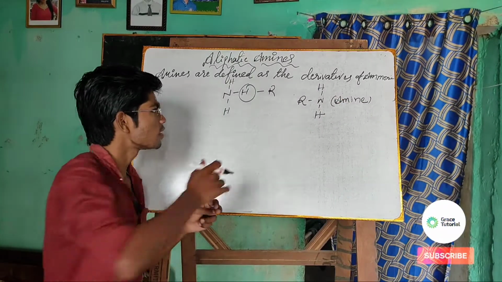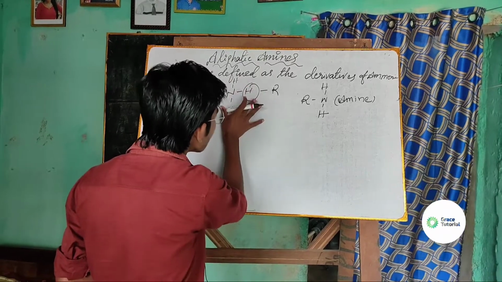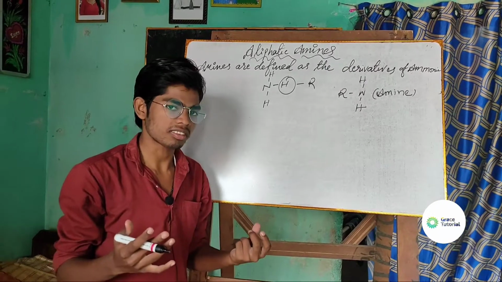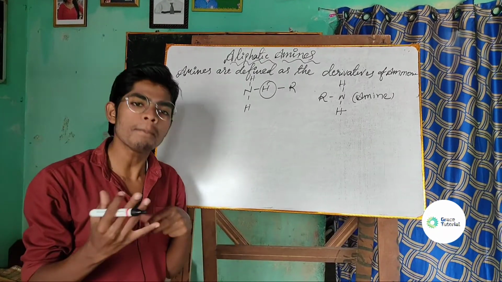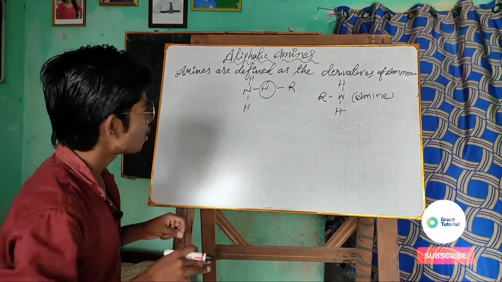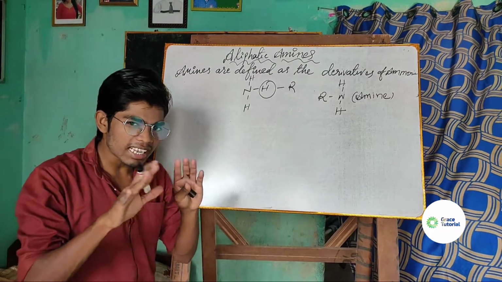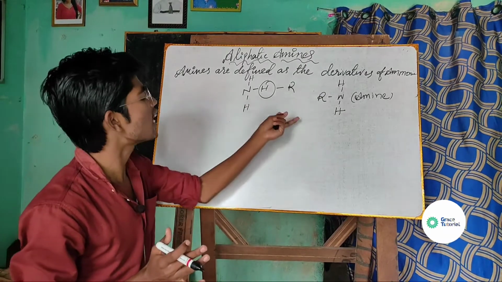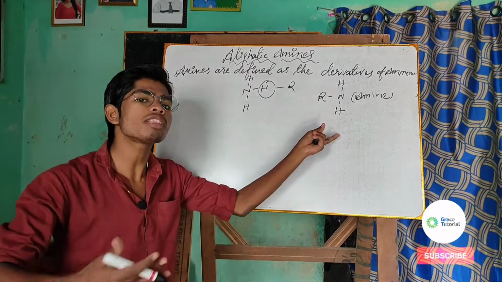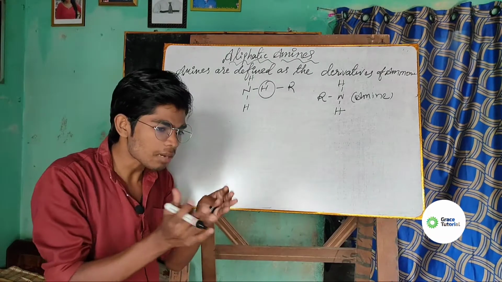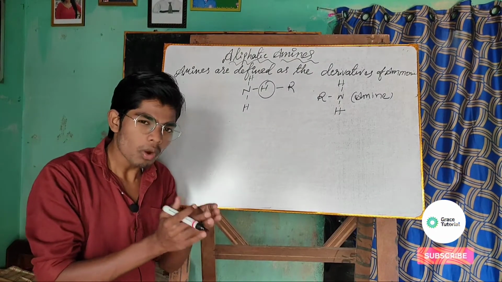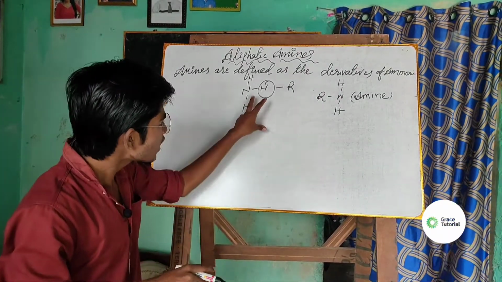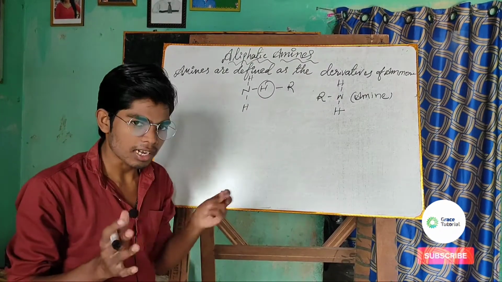And sometimes this hydrogen atom of the ammonia can also be replaced by an aromatic compound. That means it can also be replaced by a benzene ring. So here it is very easy to understand what we mean by amines. Amines are defined as the alkyl or the aryl derivatives of ammonia. That means when one or more hydrogen atoms are replaced in the ammonia, then it forms an amine.